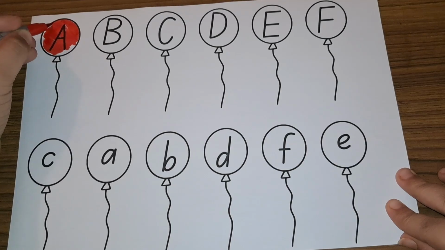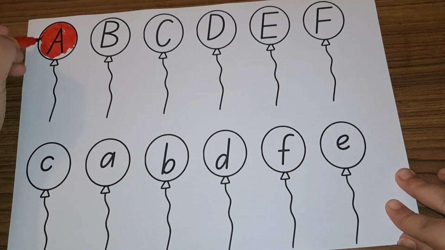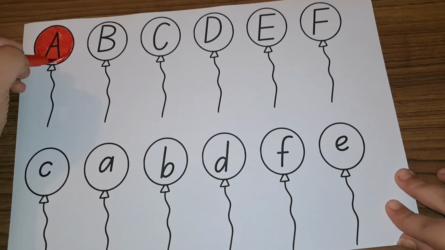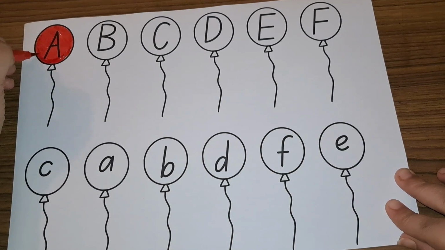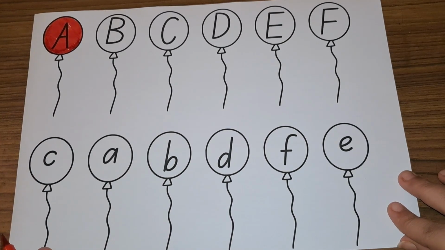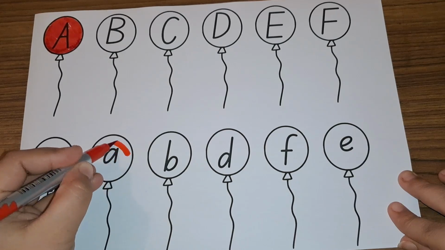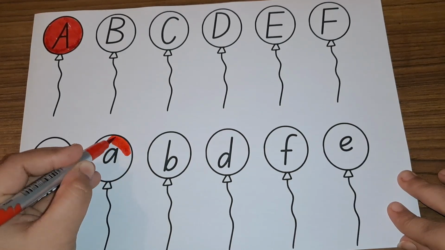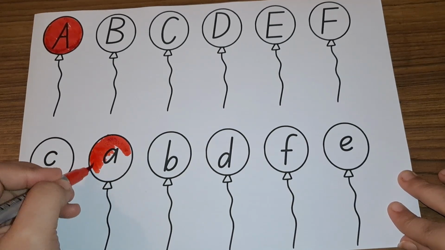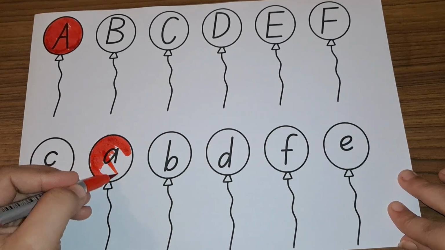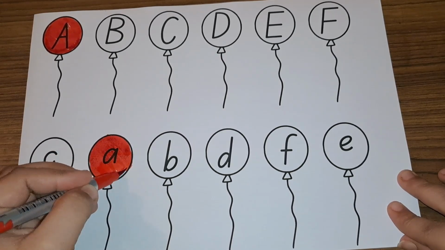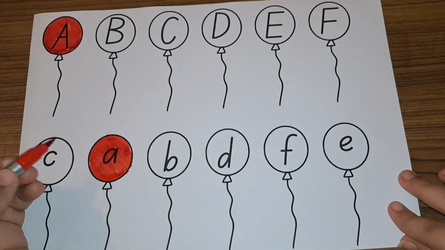A for apple. A for ant. A for aeroplane. Now let's do the same color with the small a. Lowercase a. What is the sound of a? A, a, a. A for apple. A, a, apple.